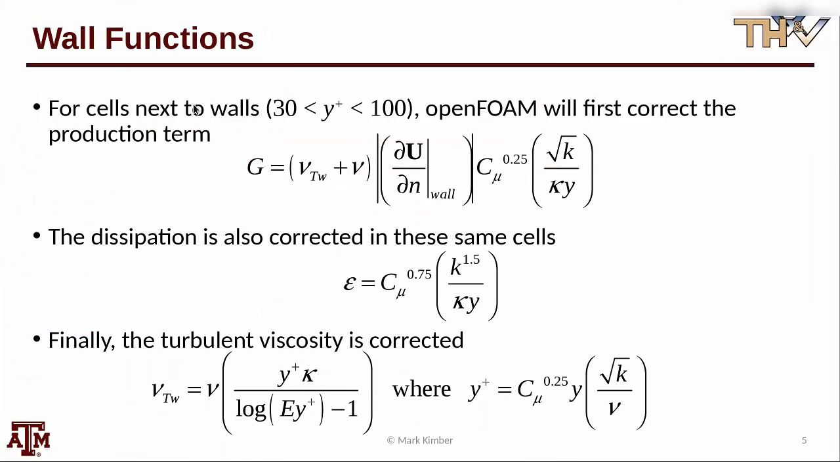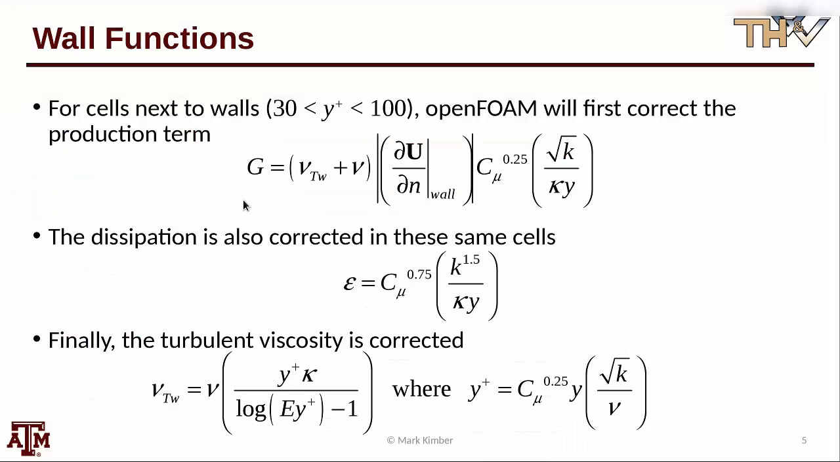So here's what is going to happen in openFOAM with this modeling approach. For the condition where Y plus is between 30 and 100, then openFOAM is going to first correct the production term according to this expression, and is going to update the dissipation term, and then the very last line in the k-epsilon.C file is where we are calculating viscosity. Here is the viscosity that we would use for that boundary condition line.